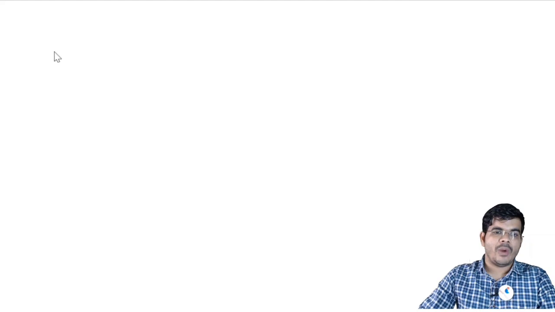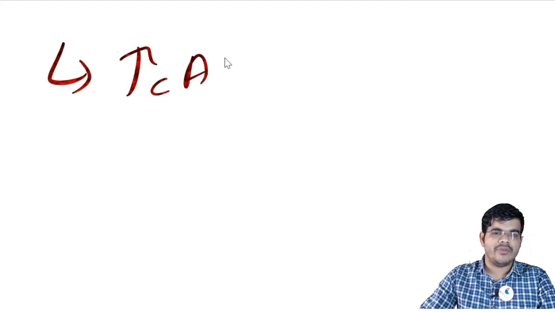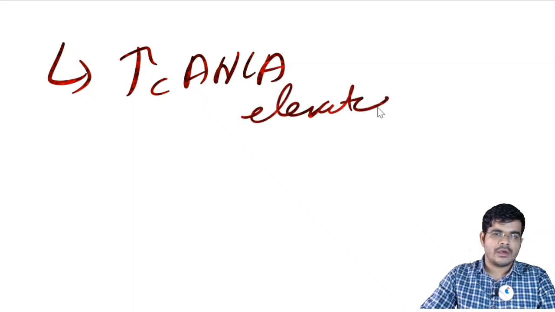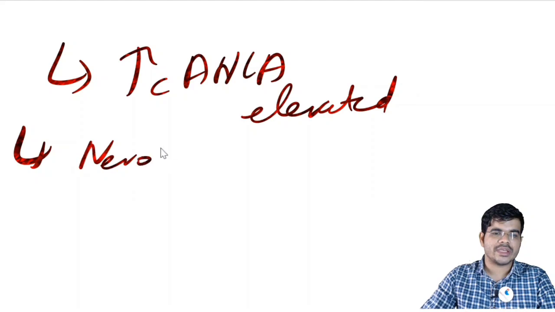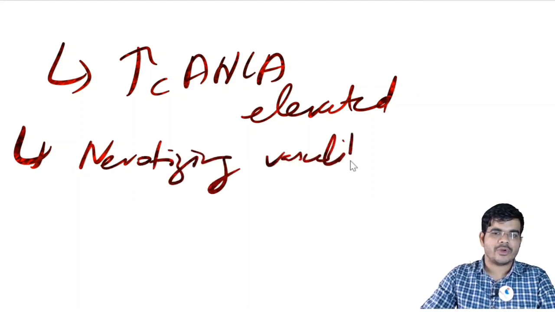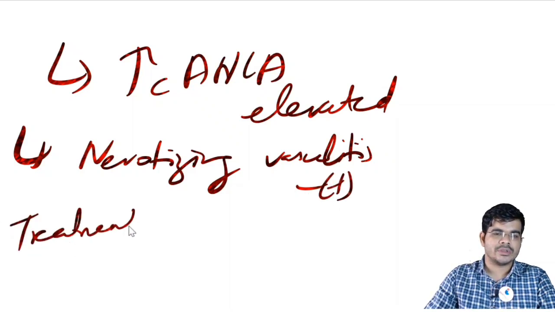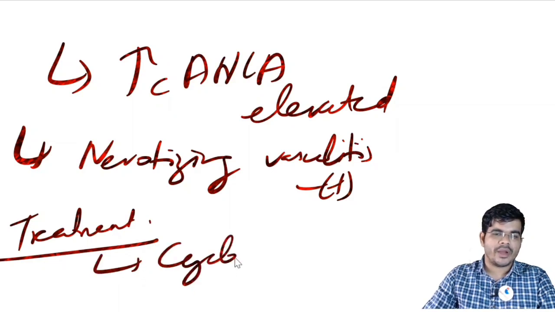Okay, now what are the other features? When you do C-ANCA, it will be elevated. And on biopsy of the granuloma, what will be seen? There will be necrotizing vasculitis present. Okay, necrotizing vasculitis will be present. And what is the treatment of Wegener's granulomatosis? Treatment involves cyclophosphamide and steroids.